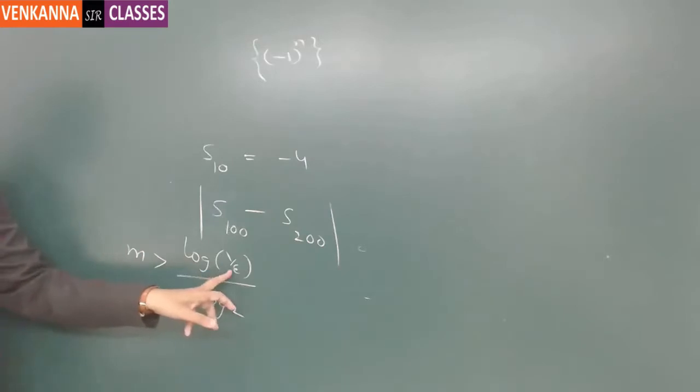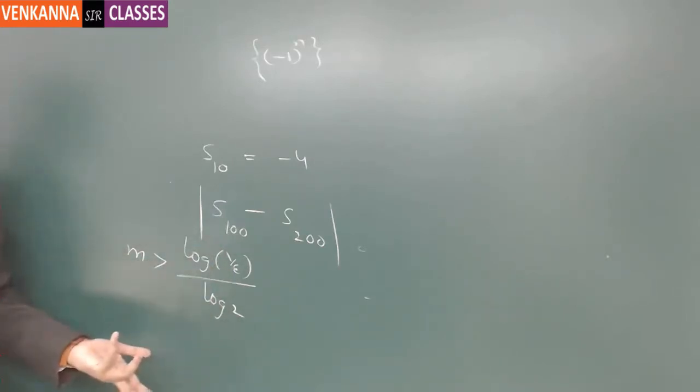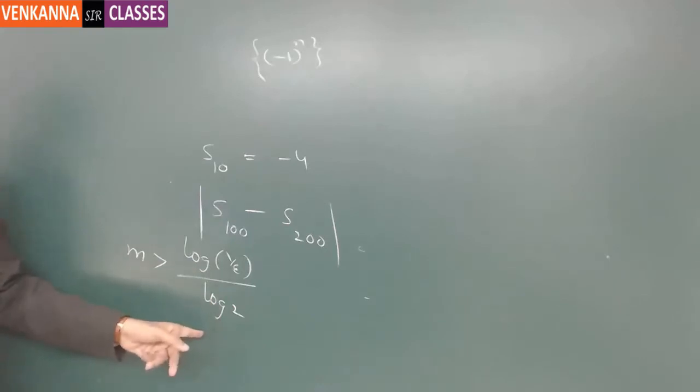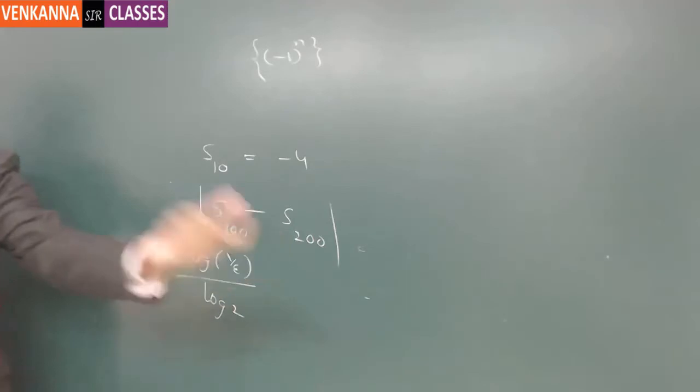So if you take epsilon is equal to 1, it is log 1, which is 0. So obviously what happens? Right. From the first term onwards, all the values will be tending to that number.